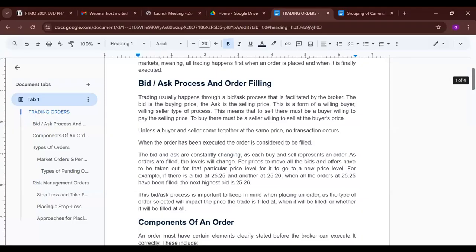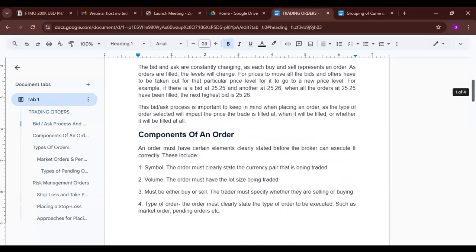The bid and ask are constantly changing as each buy and sell represents an order. As orders are filled, the levels will change. For prices to move, all the bids and offers have to be taken out at a particular price level for it to go to a new price level.